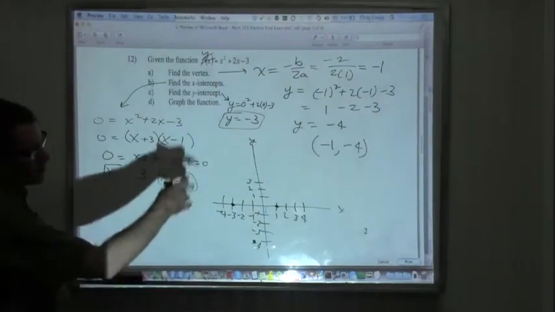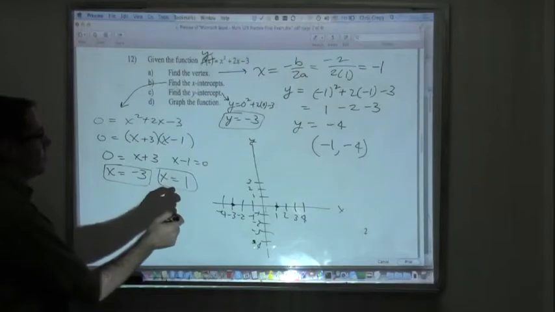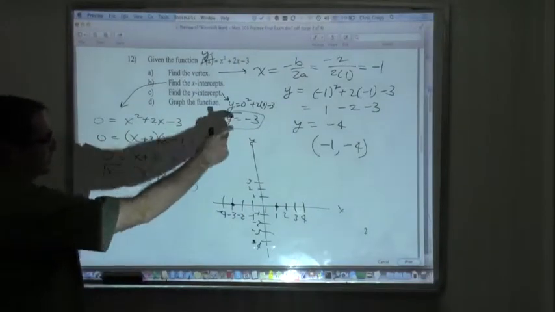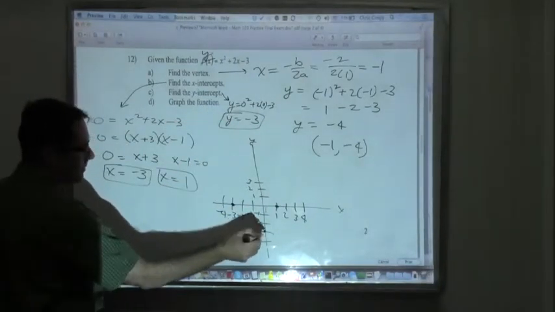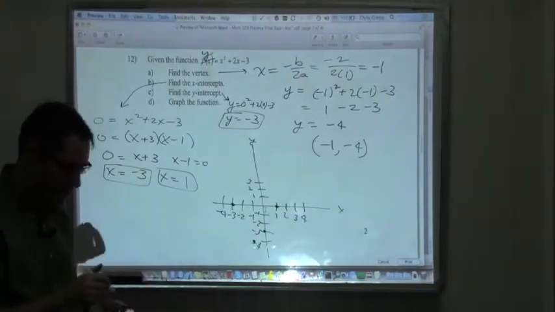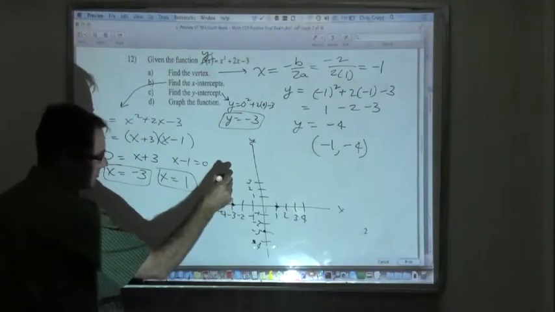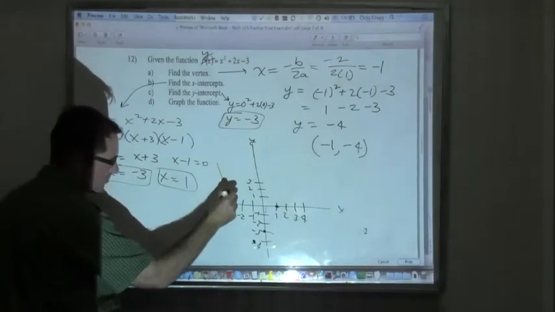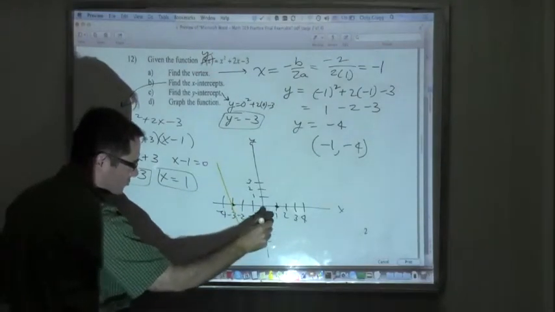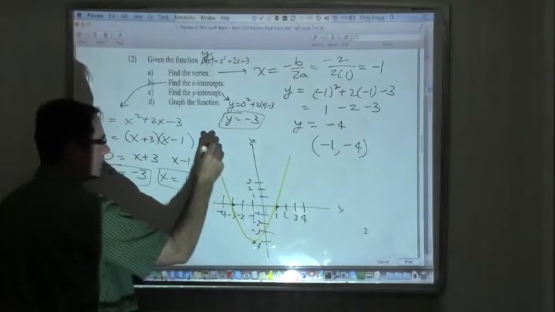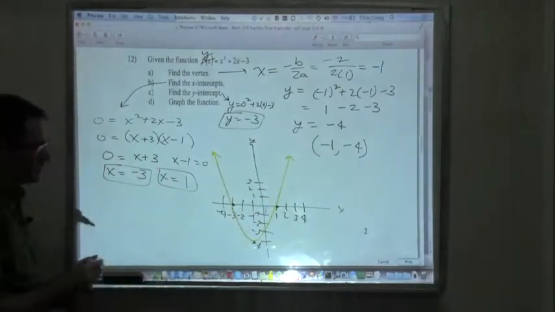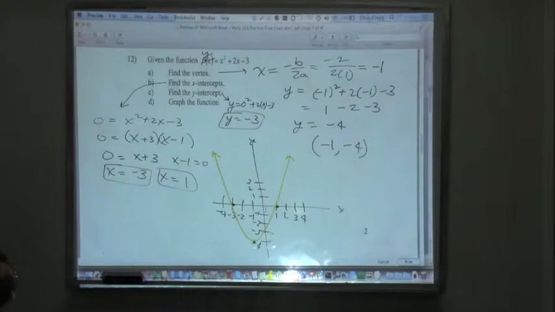And then we could also draw the y-intercept, which we said was negative 3 right there. And now you've got enough points to take your pen and connect the dots in a nice parabola. See if I can do this. There we go. Done.